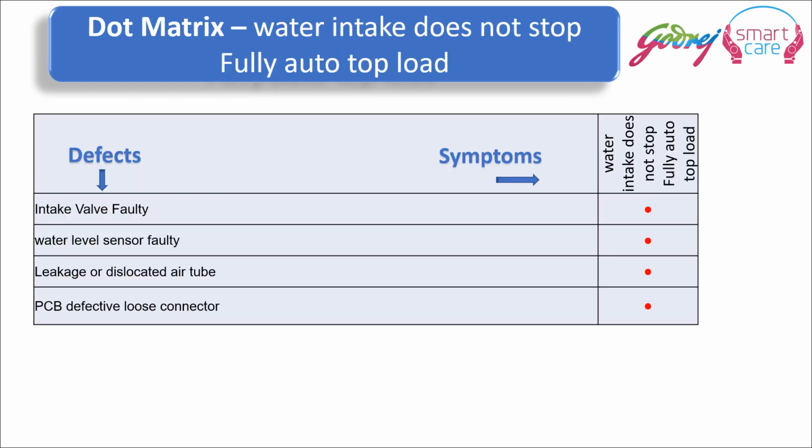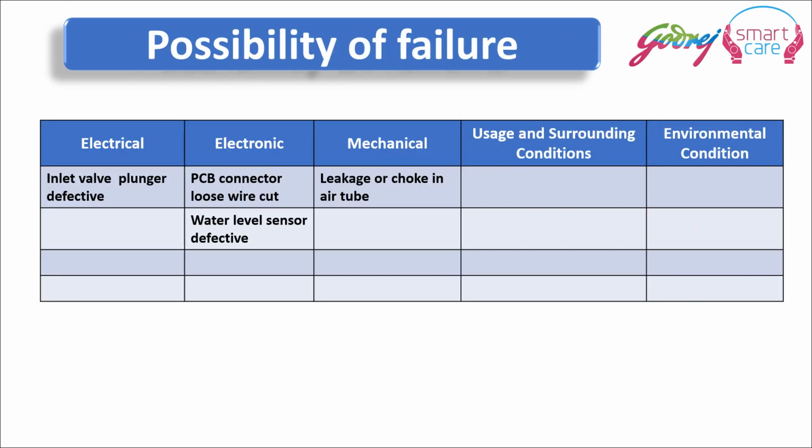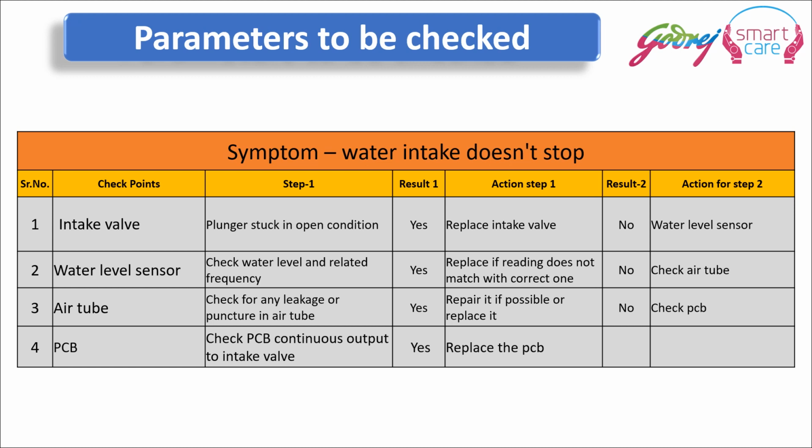The dot matrix related to the defects are: intake valve faulty, water level sensor faulty, leakage or dislocated air tubes, PCB defective, loose connection. Possibilities of failures: intake valve plunger defective is under the electrical type of defect, PCB connectors loose or wires cut, water level sensor defective are under the electronic type of defect, leakage or choke in the air tube is a mechanical type of defect. Now some of the parameters we will check.